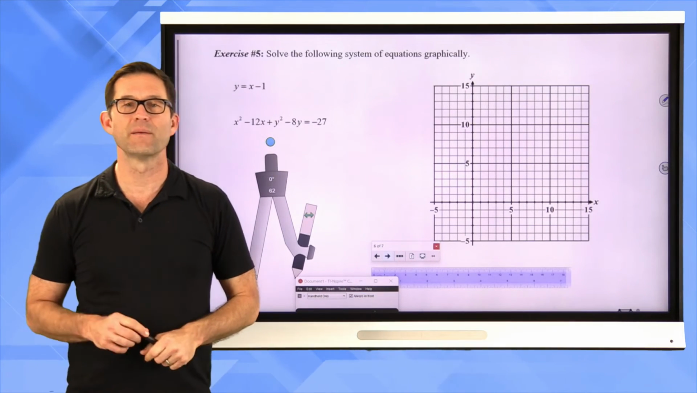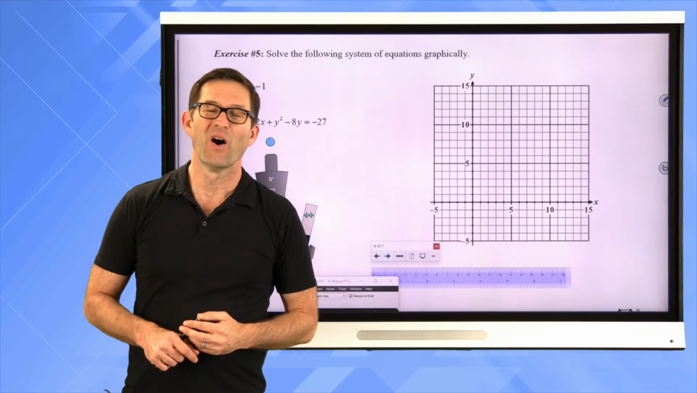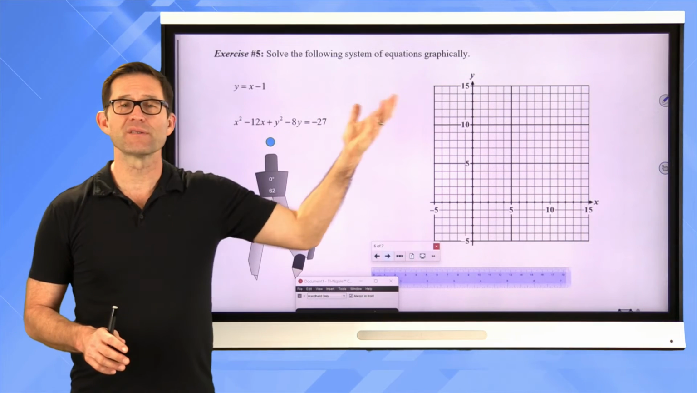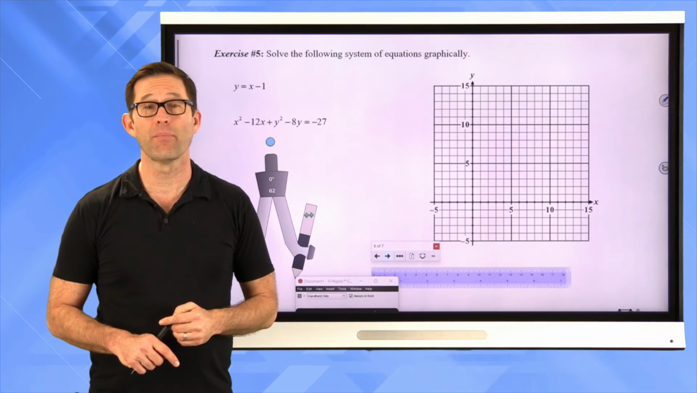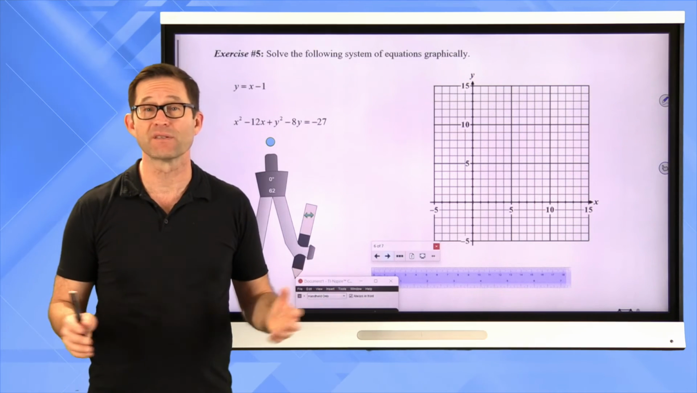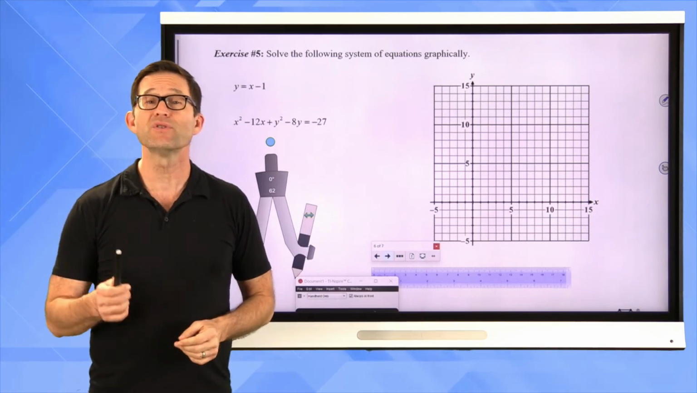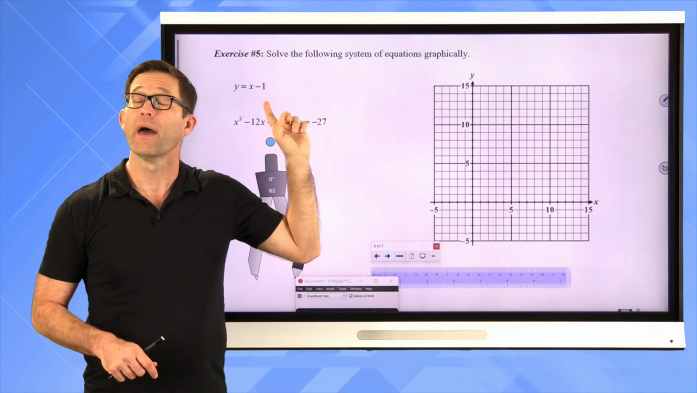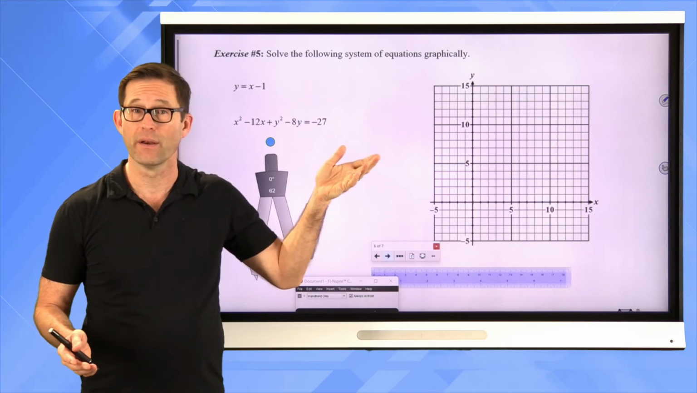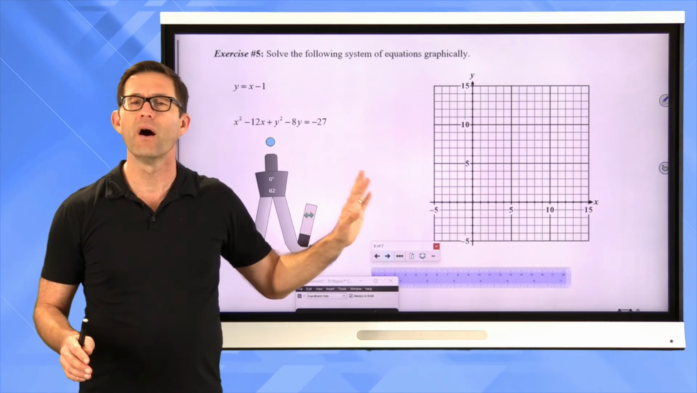Okay, exercise number 5. Solve the following system of equations graphically. Awesome. All right, so remember, when we solve a system of equations graphically, what we're looking for is the intersection point or points of the two things that we're graphing. In the first case, y equals x minus 1, we should be very comfortable with the fact that this is a line whose slope is 1 and whose y-intercept is negative 1. Right? So we could graph that right away and we could get it up there.